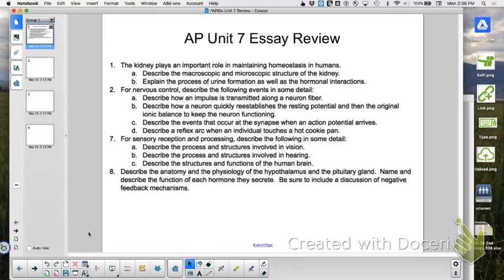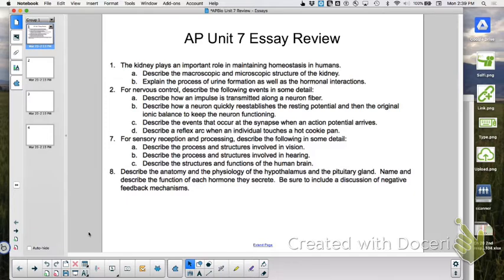Okay, in 1B, explain the process of urine formation as well as the hormonal interactions. So the process of urine formation, remember when we broke it down into 3 parts? What are the 3 parts? Glomerular filtration, tubular reabsorption, tubular secretion. So that would probably be a really good way to break your essay down on the formation of urine, is explain each one of those steps.